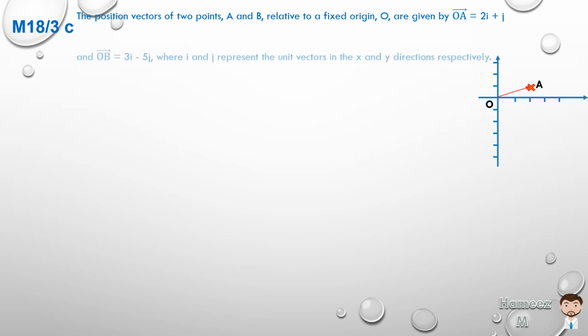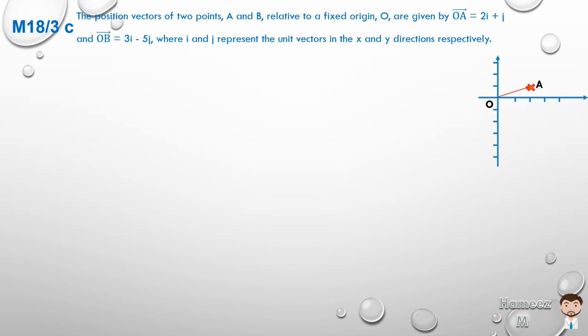And OB is equal to 3i minus 5j. So it's 3 units to the right and 5 units down. We're just estimating where B is, where i and j represent unit vectors in the x and y directions respectively. Calculate, part 1, the magnitude of AB. So we want to find the length of AB.